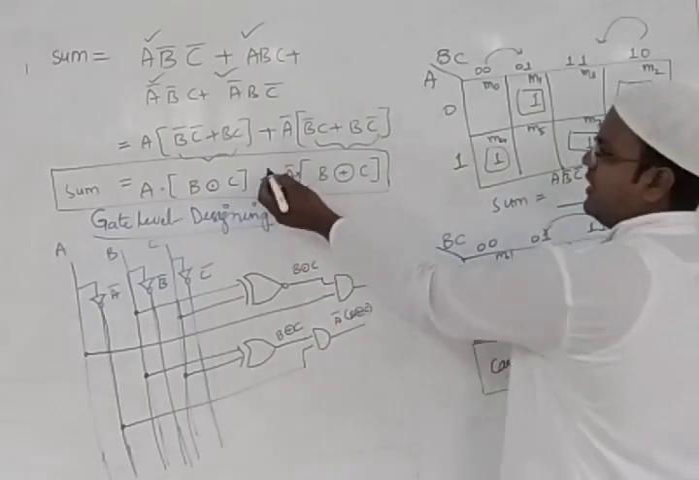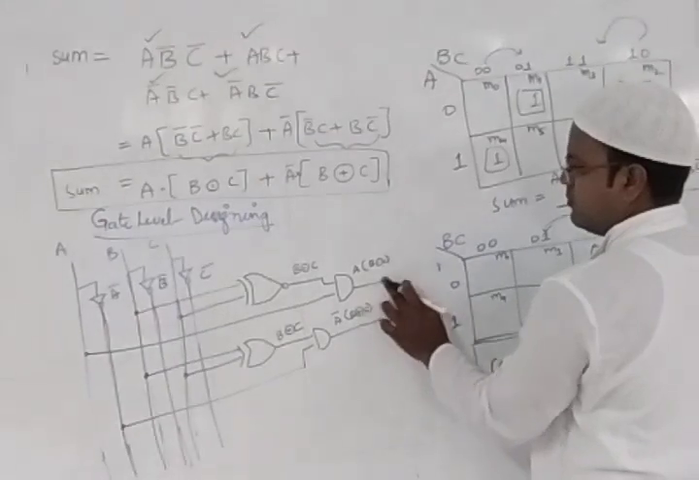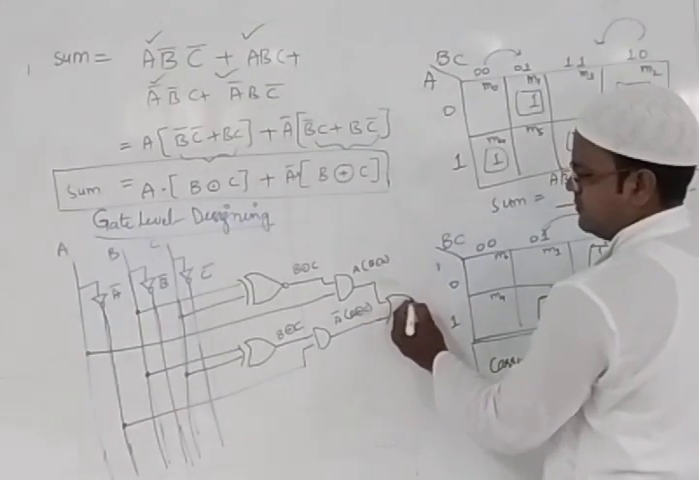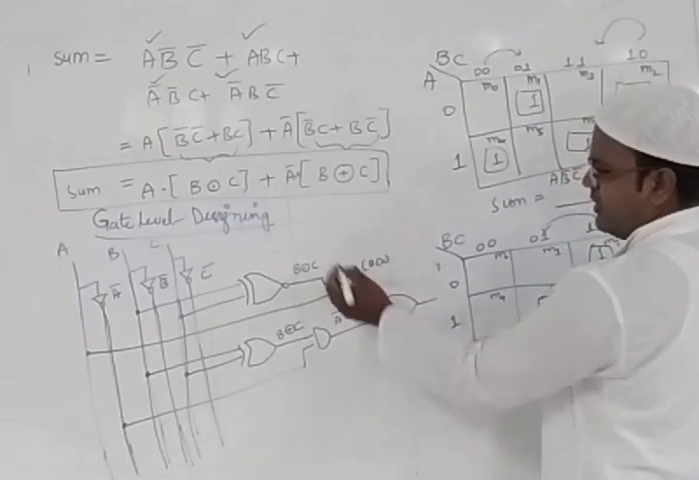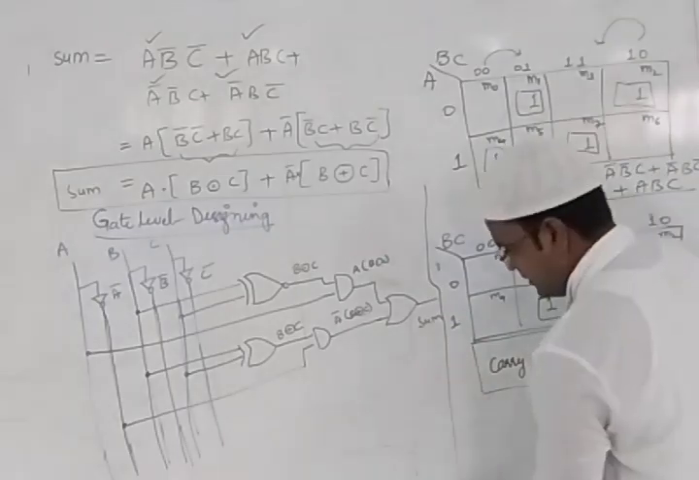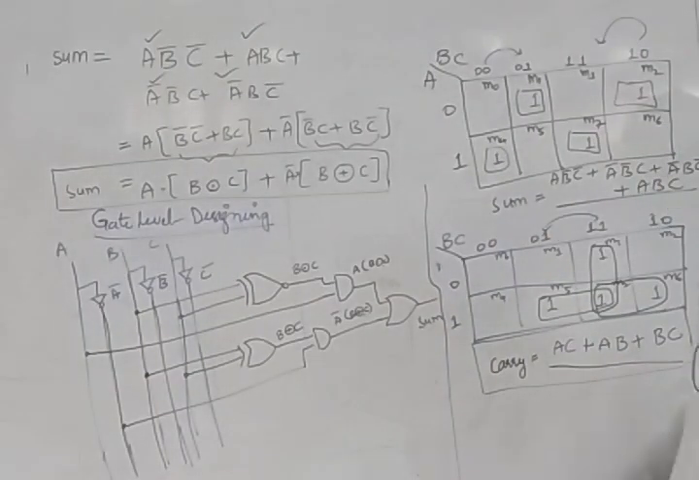Next, we need to go for additions. Addition means what type of gate we need to use? I need to go for one OR gate. So by taking one OR gate, what I can write? This is the whole output for sum. So I did the output for sum. So clear, students?